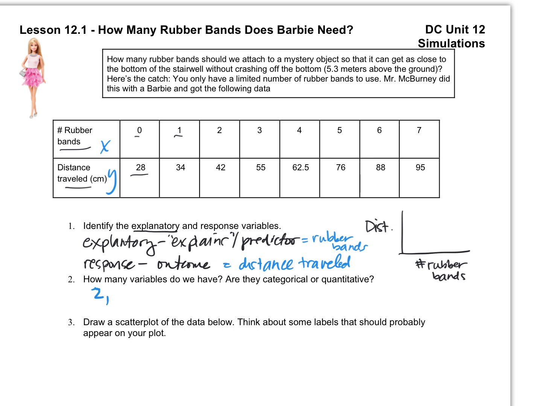Quantitative means a number that could be averaged. Categorical is like a category or a descriptor, like brunette or male versus female or something like that. Quantitative is a number that can be averaged. So these are 2 quantitative variables.